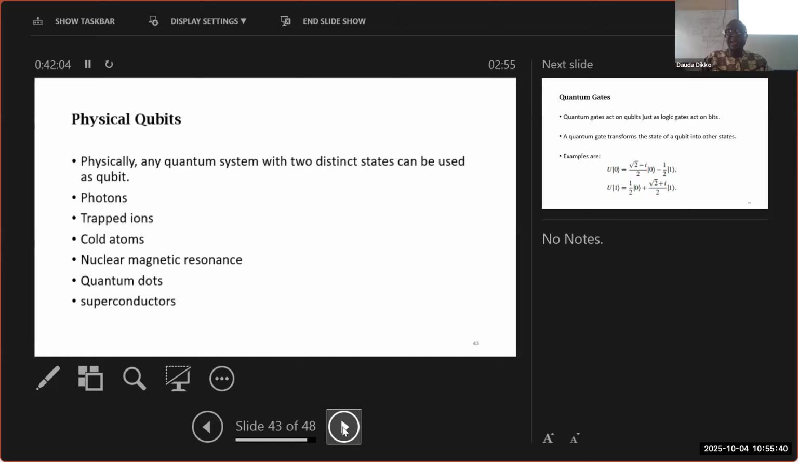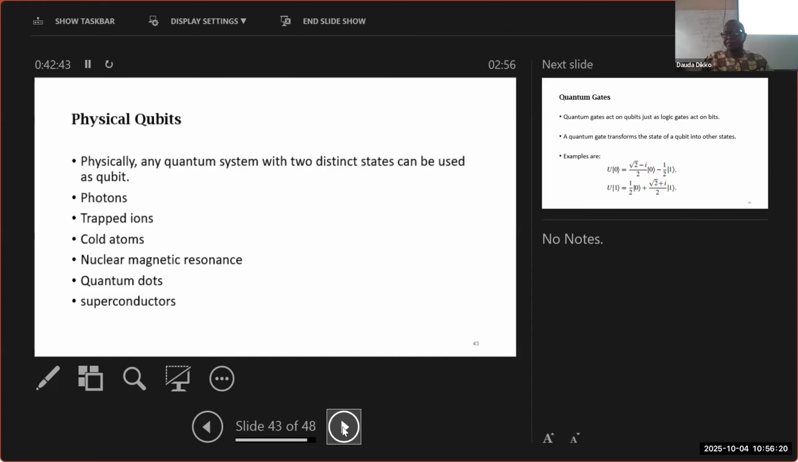Then we also have nuclear magnetic resonance. Nuclear magnetic resonance involves the property of spinning. A nuclear atom can be spun when it passes through a magnetic field. Then you also have quantum dots. For a quantum dot, you have an electron that is being captured, maybe on a superconductor. The area where it is being captured can also undergo spinning.